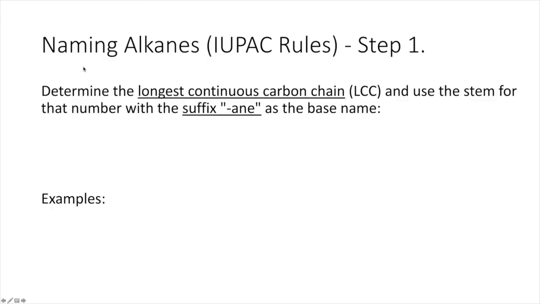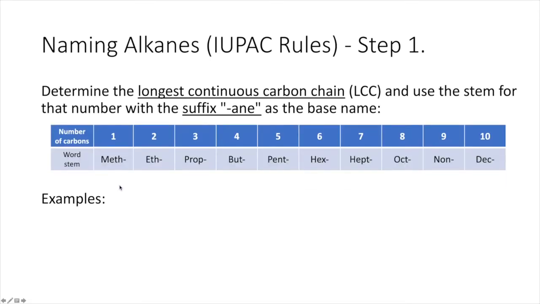So let's talk a little bit about naming alkanes. We're going to talk about the IUPAC rules, and there are several steps to this. First of all, what you need to determine is the longest continuous carbon chain, abbreviated as LCC. And then you're going to use a word stem from that number of carbons, and we're going to put the suffix -ane on it to use as the base name. Okay, so this table shows us the word stem for each number of carbons. 1 is meth, 2 is eth, 3 is prop, 4 is but, 5 is pent, 6 is hex, 7 is hept, 8 is oct, 9 is non, and 10 is dec.